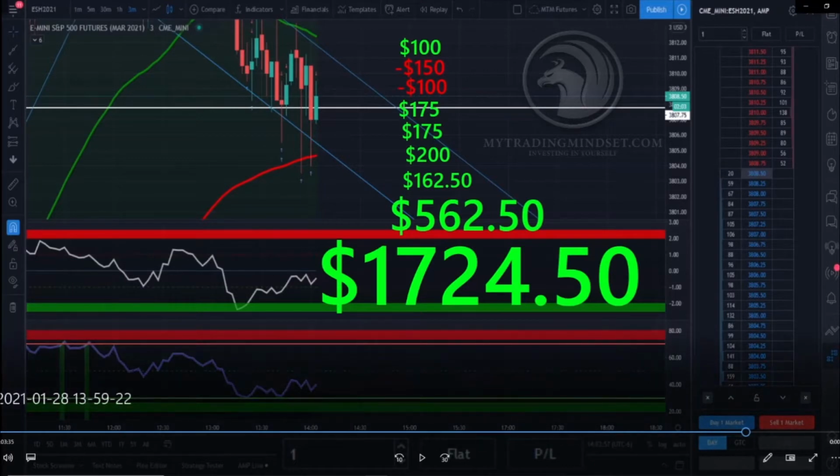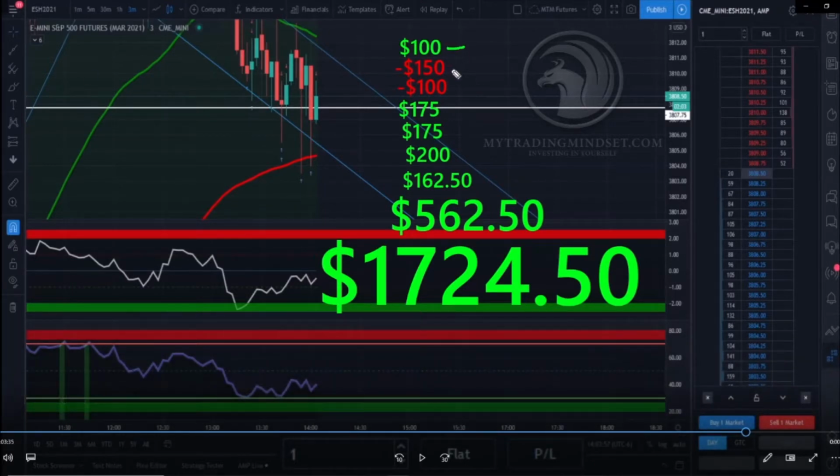Alright guys, so today the first trade I took, I made $100. The second trade I lost $150. The third trade I lost $100. The fourth trade I made $175. The fifth I made $175. And the sixth I made $200. And the last trade I made $162.50 for a total of $562.50 for the day.